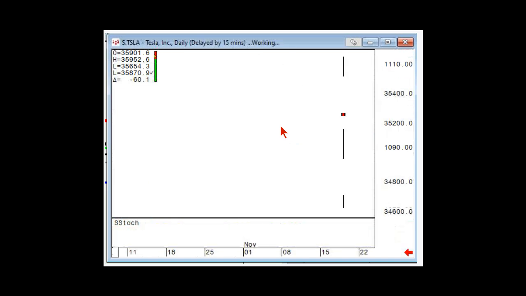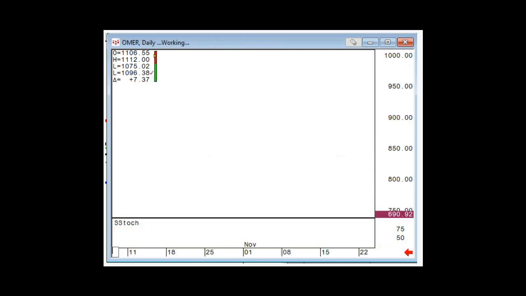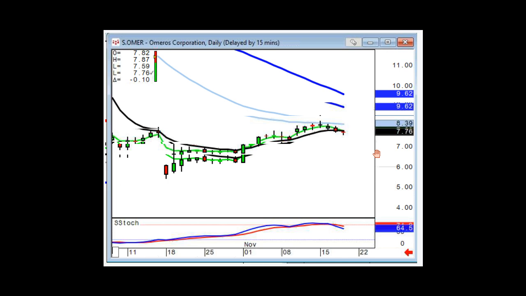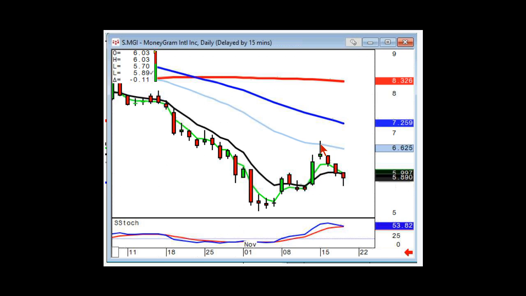So the 34 has effective use. You can see how Tesla pulled back, did a doji right on the 34. Omar came up, did a doji at the 34. MGI did a shooting star, failing at the 34. So if something works, keep it there. If it doesn't work, take it back off.